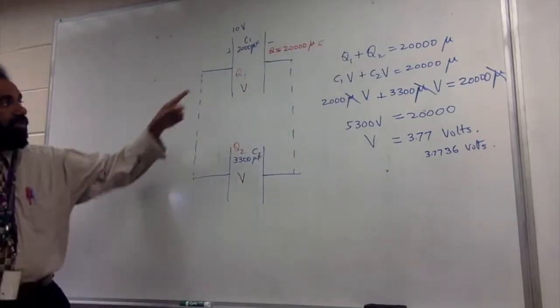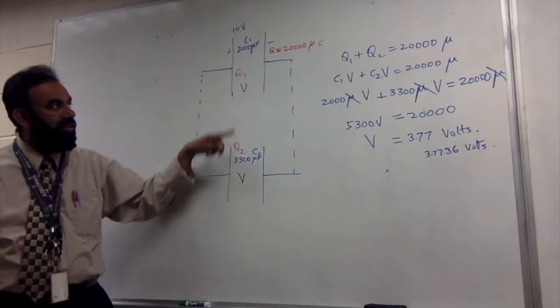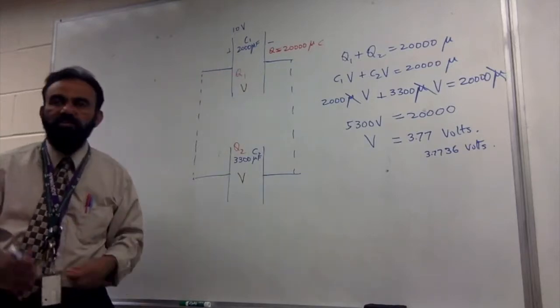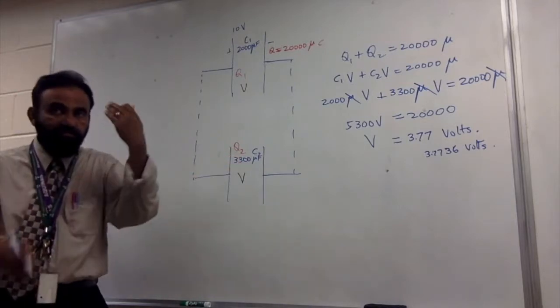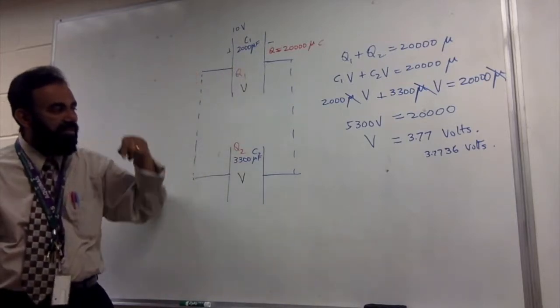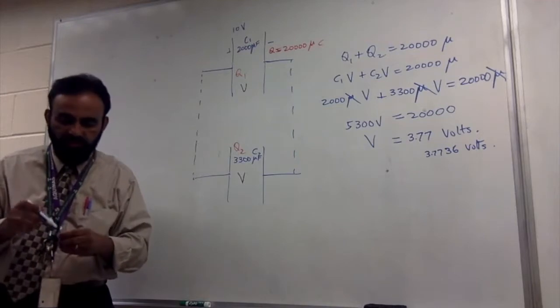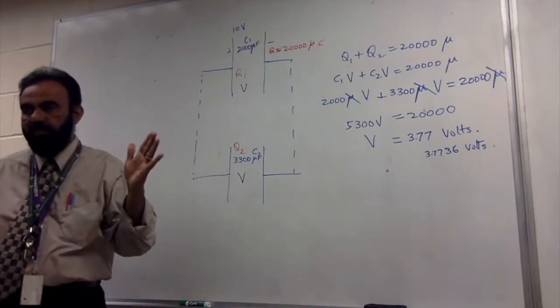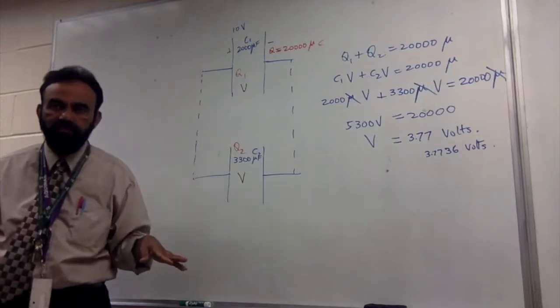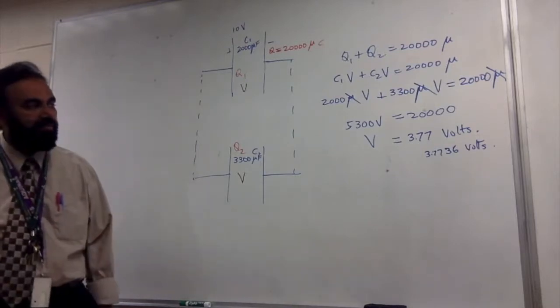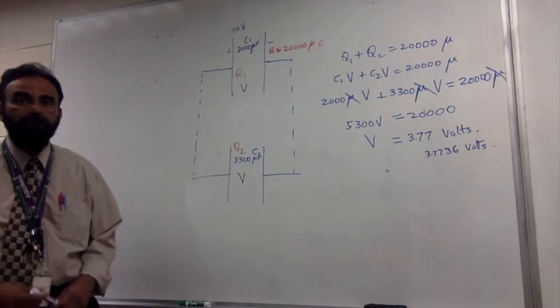So what's going to happen is charges are going to flow here until both capacitors reach the same potential difference, and after that there's no potential difference. This reaches 3.77 volts, this also reaches 3.77 volts, and after that the potential difference is 0 between the two of them. So it stops charging. So no more flow will take place.